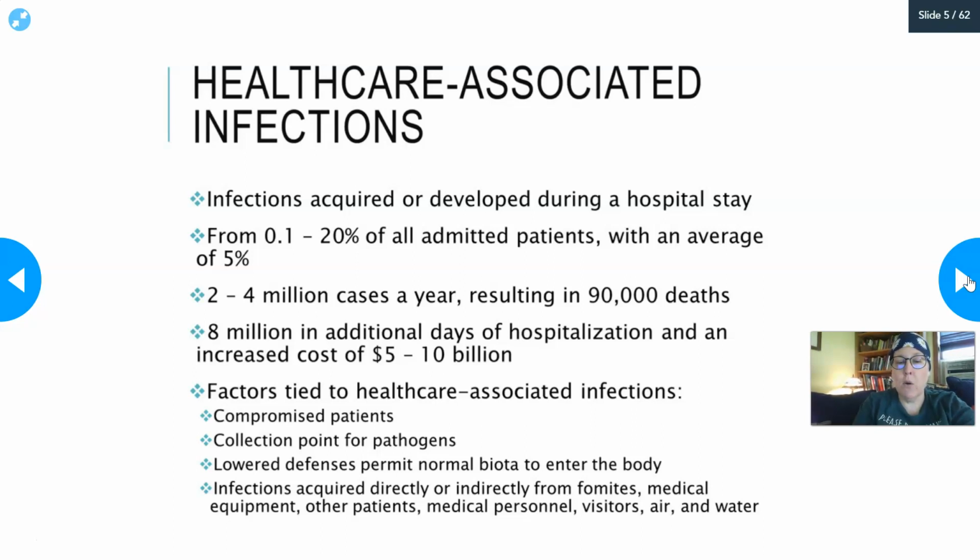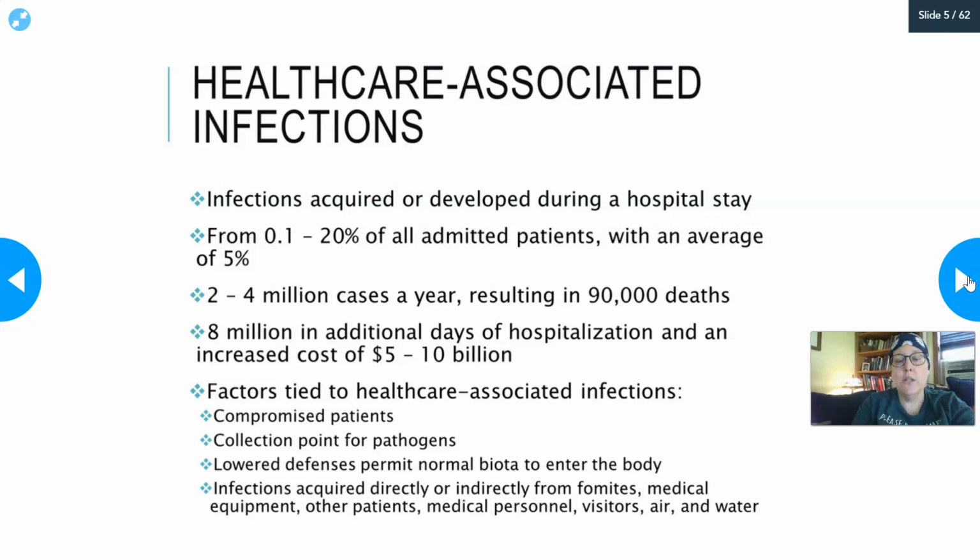And then infections can be acquired directly or indirectly from fomites, medical equipment, other patients, medical personnel, visitors, air, and water. So on the medical personnel, that would be, for example, why it's important for you to wash your hands. Because if you go from one patient's room to the next without washing your hands between each patient, you could carry bacteria or viruses on your hands and spread them from one patient to the next. And fomites, we're going to look at, are inanimate objects, things such as doorknobs and all of that.